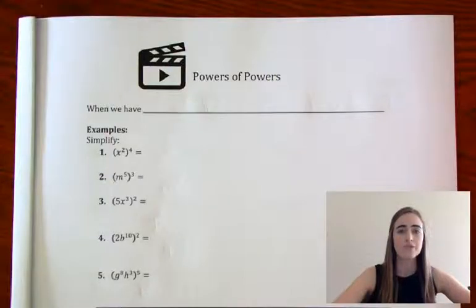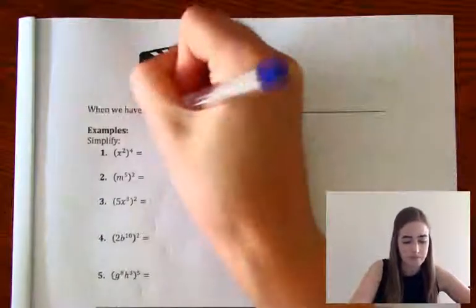In this video, I want to have a look at powers of powers. So this can be a little confusing sometimes when we say it first, but the examples will make it make more sense. So when we have a power raised to another power, we're going to multiply the indices. So we'll write that down.